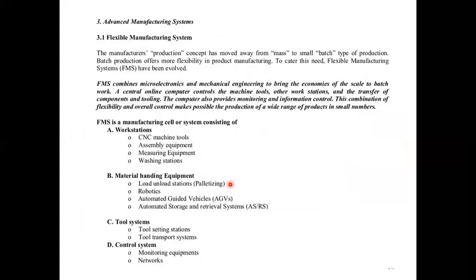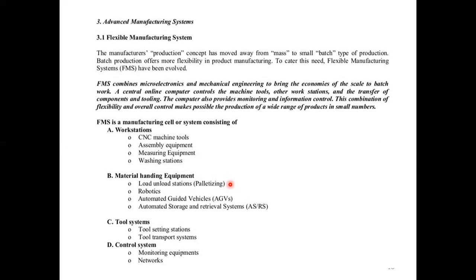So next one is advanced manufacturing system, that is AMS. Advanced manufacturing system having, first one, flexible manufacturing system. The manufacturing production concept has moved away from mass to small batch type of production. So batch production offers more flexibility in product manufacturing. To cater to this need, flexible manufacturing systems have evolved.